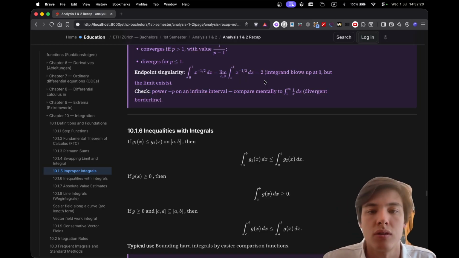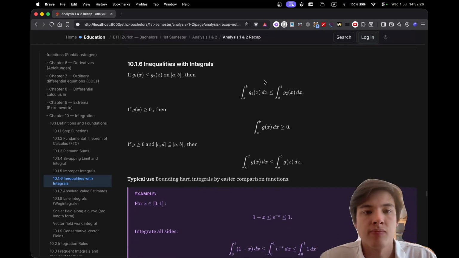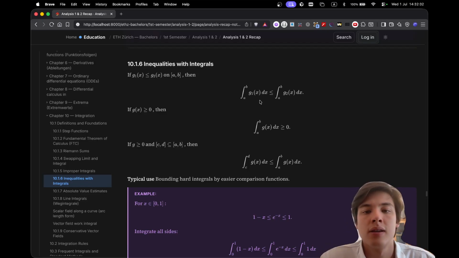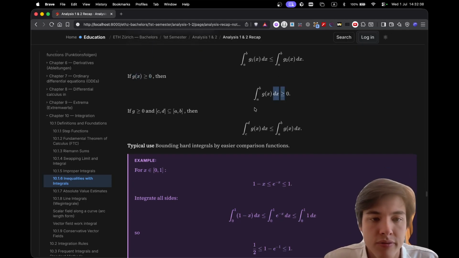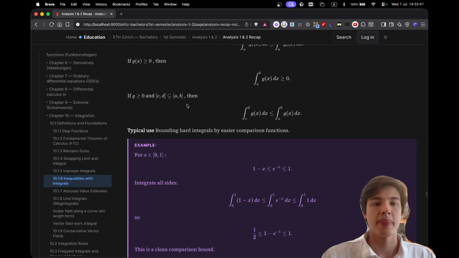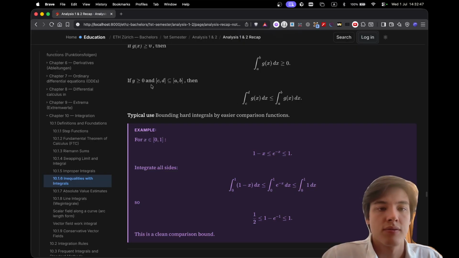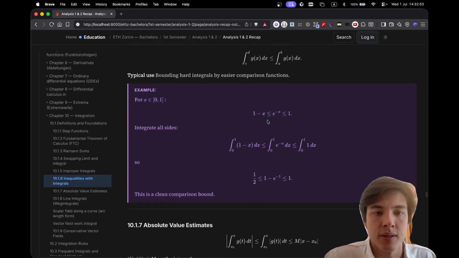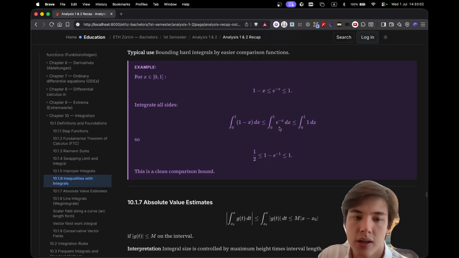The integral now. Inequalities: if g is smaller than g2, then the integral will also be smaller. If it's always positive, then it's a positive number, right? Easy. I can say if it's positive and in a smaller domain, then it must be smaller than on the larger domain. What do we do here? We just compare the size. We show that. It's okay.